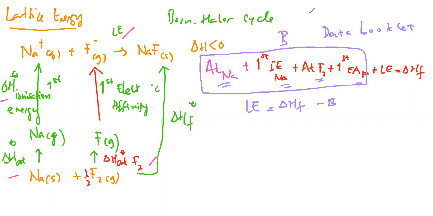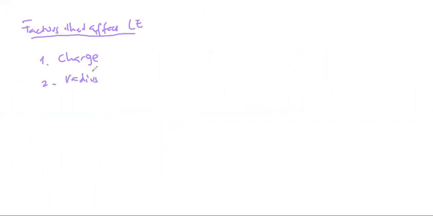The other thing is the factors that affect lattice energy. Number one is charge. Number two is radius. You may use this formula: lattice energy is equal to Q1 times Q2 divided by R squared. For simplicity, I'll write LE.